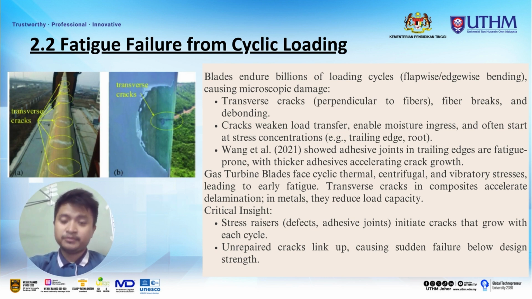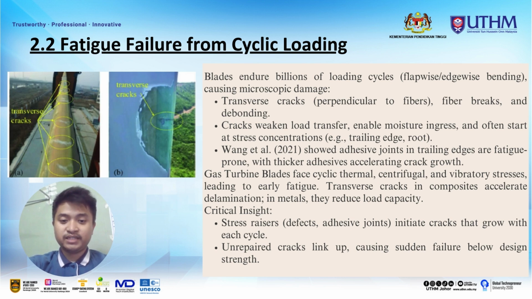Next is fatigue failure from cyclic loading. Blades endure billions of loading cycles, flapwise and edgewise bending, causing microscopic damage: transverse cracks perpendicular to the fiber, fiber breaks, and debonding. Cracks weaken load transfer, enable moisture ingress, and often start at stress concentrations, for example the trailing edge or root. Wang showed adhesive joints in the trailing edge are fatigue prone, with thicker adhesive accelerating crack growth.